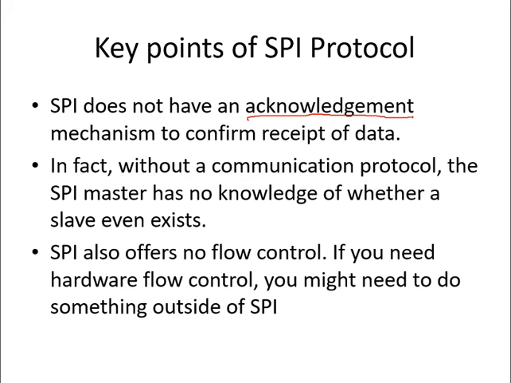In fact, without a communication protocol, the SPI master has no knowledge of whether a slave even exists. Means the master will just select the slave and it will go on sending the data. So sometimes it may happen that the slave is not existing there at all. That may happen.